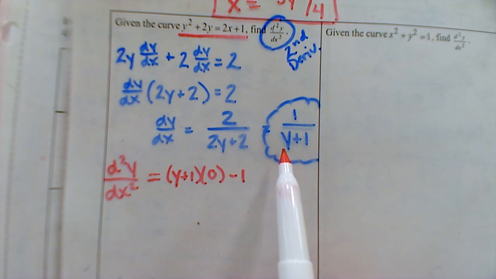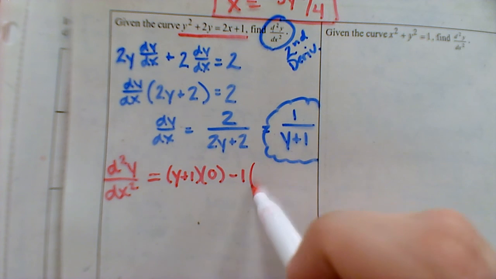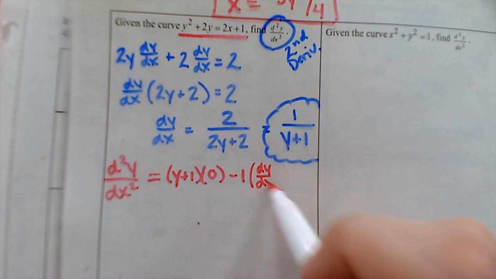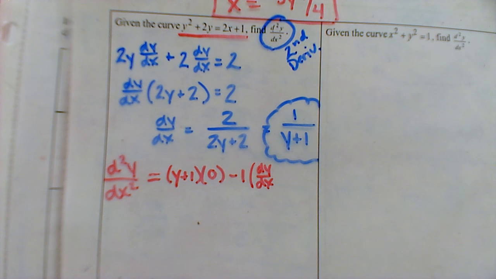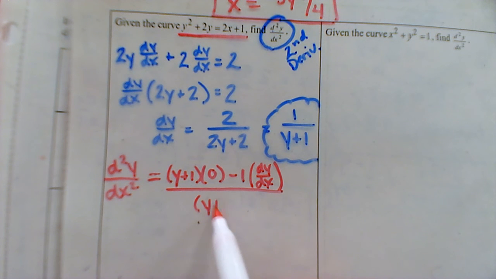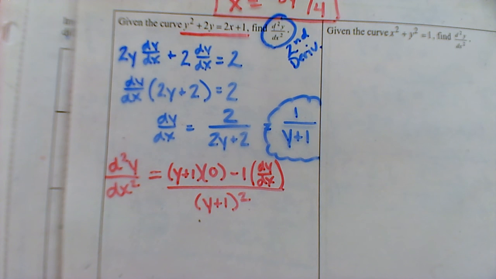What's the derivative of y? Dy over dx. Then we need to add the derivative of 1, which is just 0. Okay, so we're left with a dy over dx on the bottom. Low d high minus high d low, square the bottom, and away we go. All right, there's the second derivative.